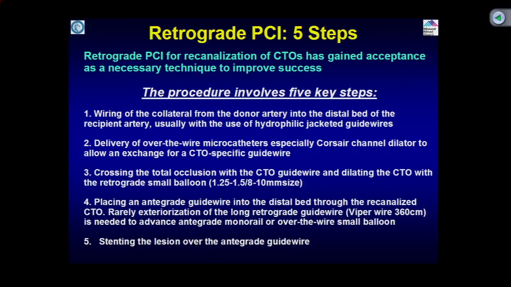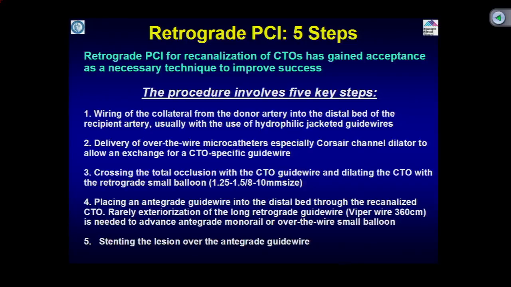Now this is an important one, and I'll ask Vannu to comment on it. That is the 5 steps which we are going to show today. The procedure involves 5 key steps, because the retrograde has been accepted, that you wire the collateral from the donor artery into the distal bed of the recipient artery, usually with the use of a hydrophilic jacketed guide wire. Which wire is the preference?